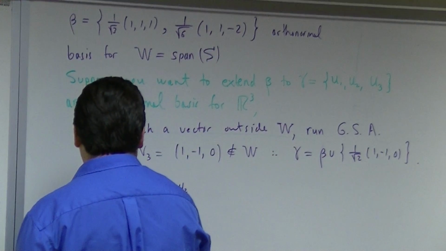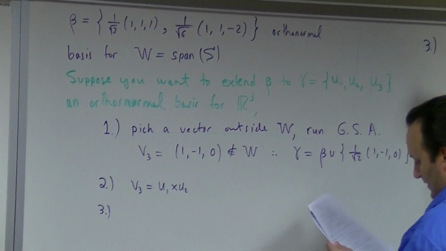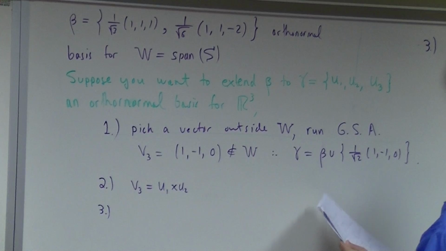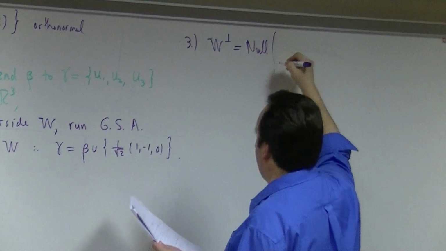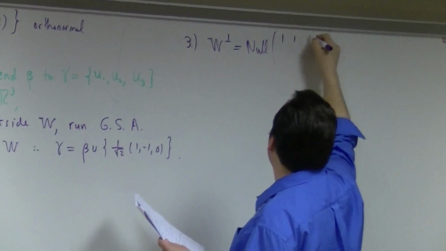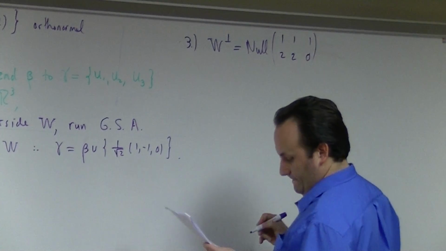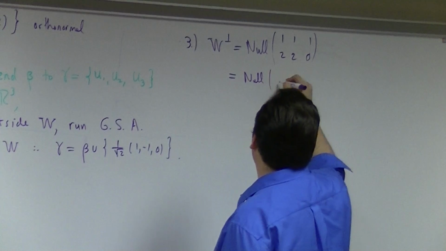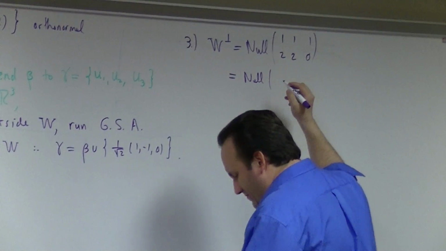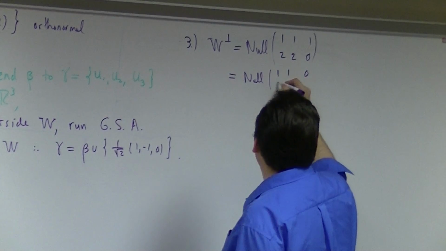Method 3, and I like 3. 3 is a method I sometimes forget about. But 3 is to calculate W perp. W perp is the null space of 1, 1, 1, 2, 2, 0, which is the same as the null space of 1, 1, 0, 0, 0, 1.